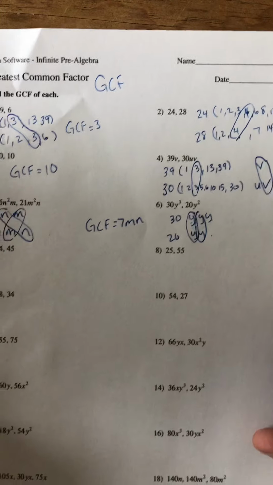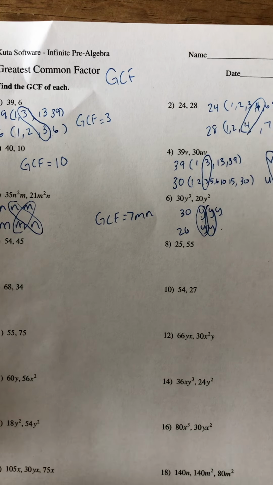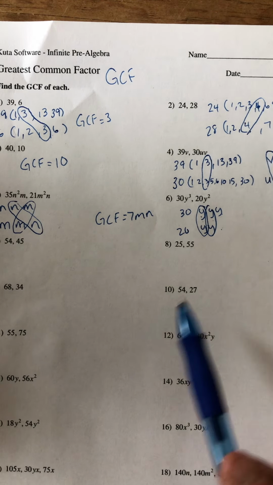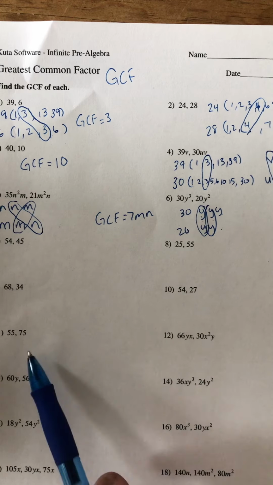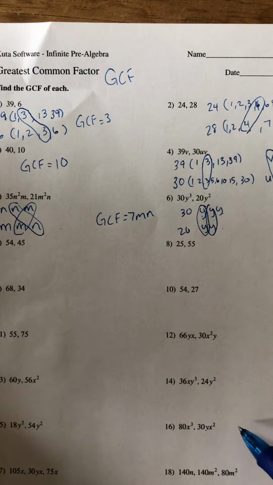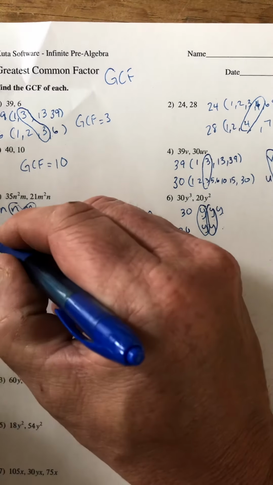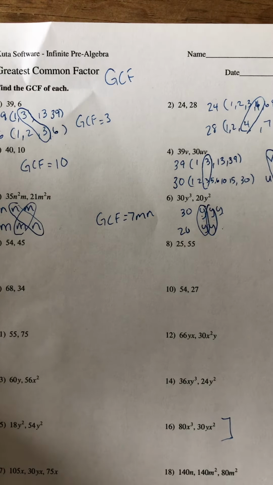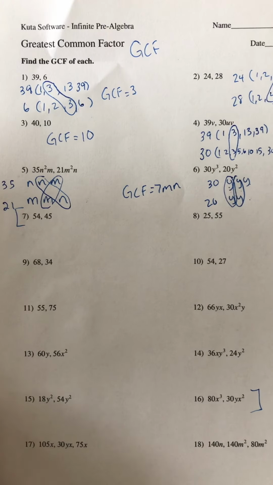Okay? Your homework for today, and this should go pretty quick because you do have a number of them that do not have any variables at all. I want you to do numbers 7 through 16. Don't worry about 17 and 18. And the answers are at the end of the worksheet.